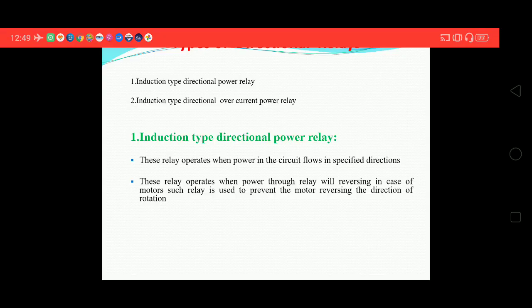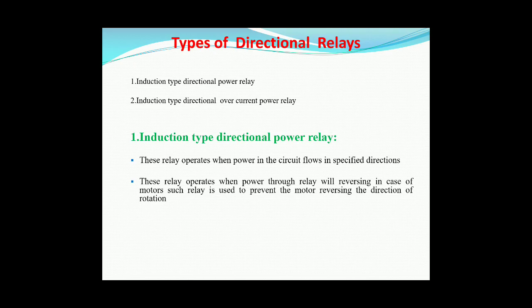Okay, first, what are the types of directional relays? The directional relays are classified into two types. The first one is the induction type directional power relay. The next one is the induction type directional overcurrent relay. These are the two types of directional relays.